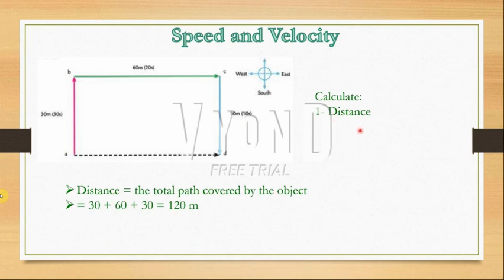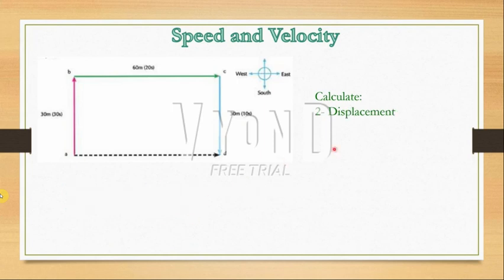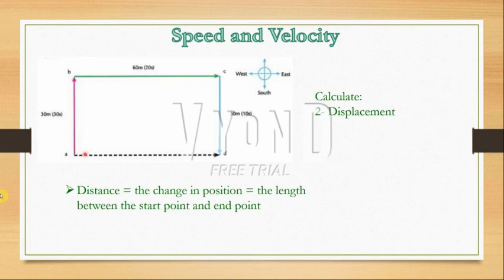Distance is a scalar physical quantity, no need for direction. Then we need to calculate displacement. Displacement is the change in position, or the length between the start point and the end point. Since this is a rectangle, the length of BC equals the length of AD. This means 60 meters. Where is the direction? Displacement is a vector physical quantity. I'm moving from A to D. I'm moving east. Then displacement equals 60 meters east.